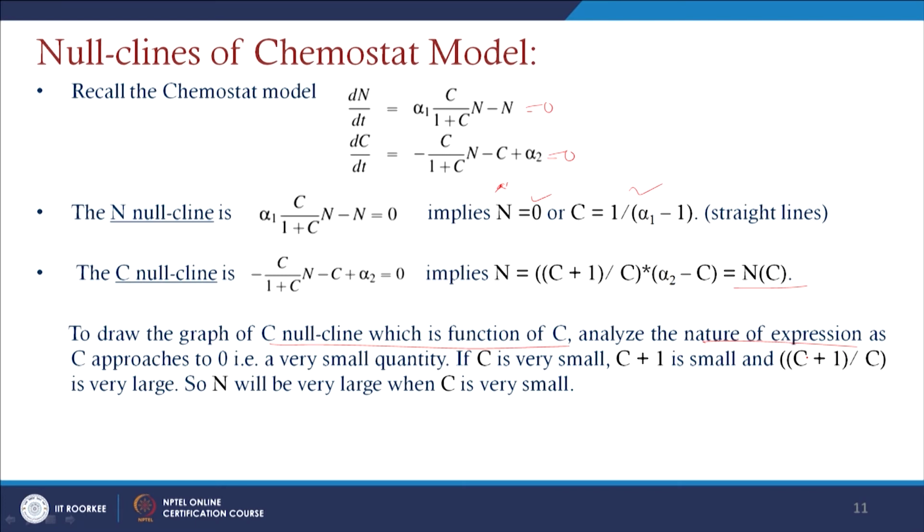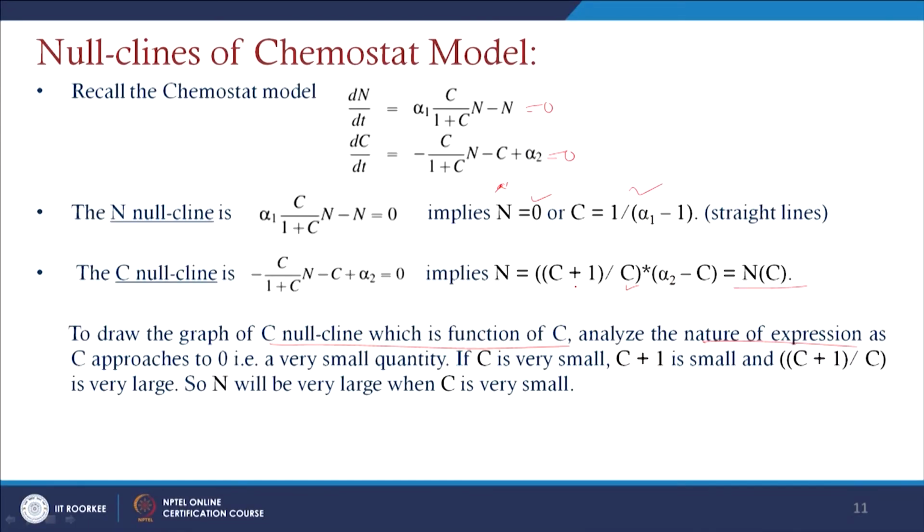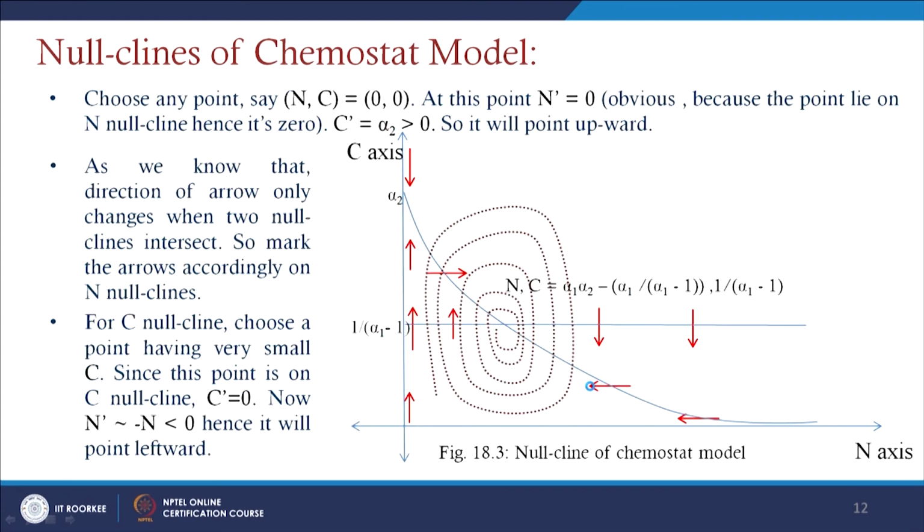If c approaches 0, this means that c is a very small value here, then c plus 1 is also like 1 plus some small value. So, then n will be very large, and so we can say that when c is very small, n is very large for this case. And if you plot these points, and go for this null line c here.